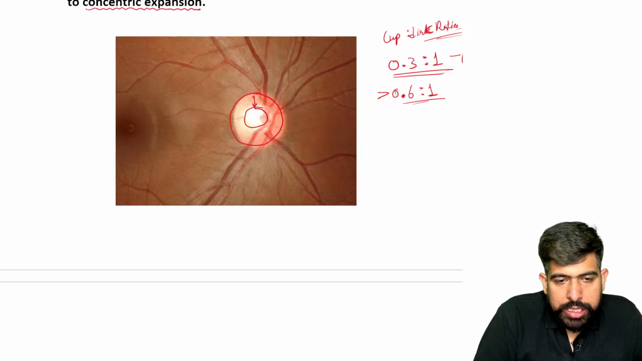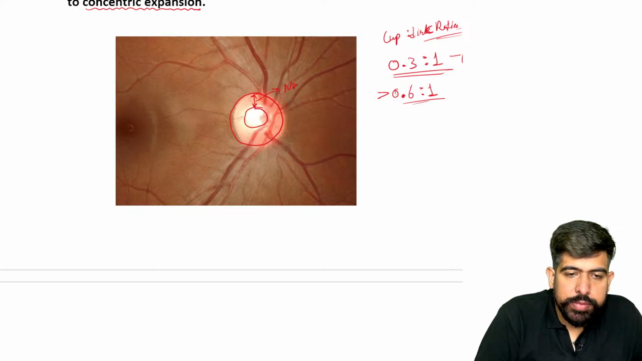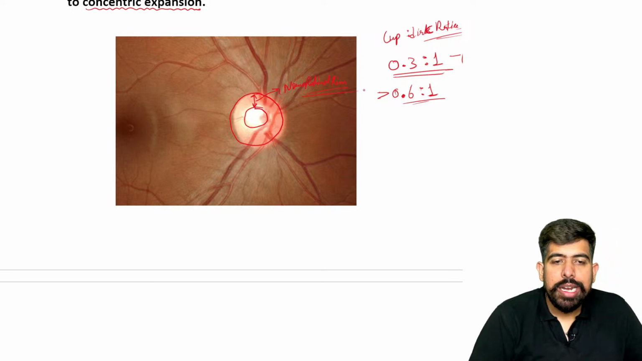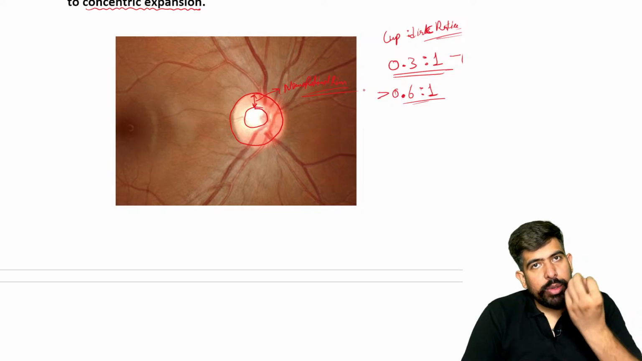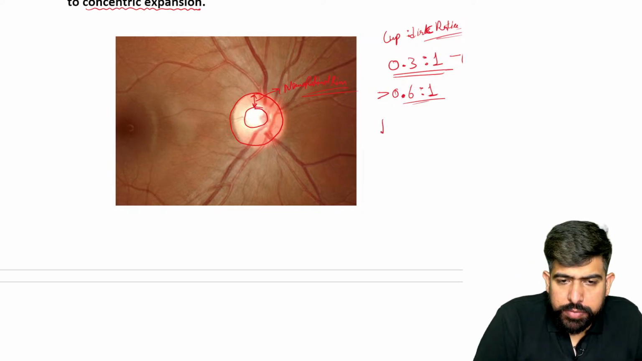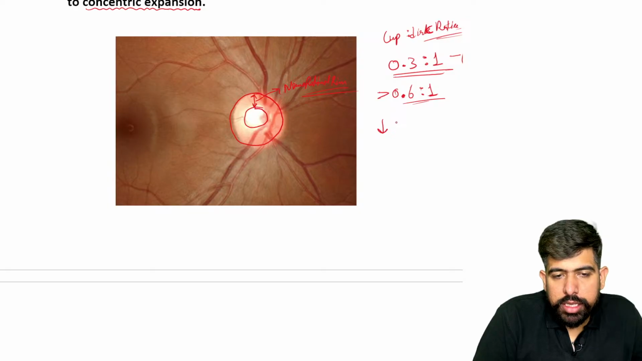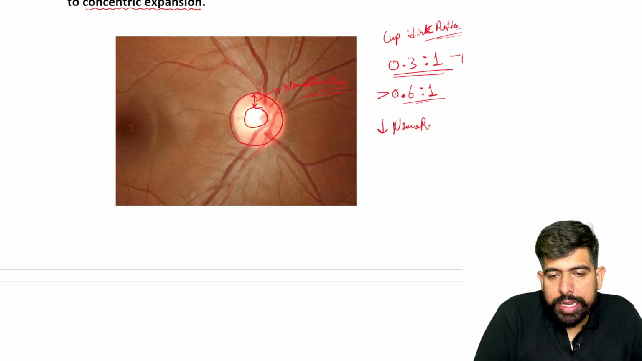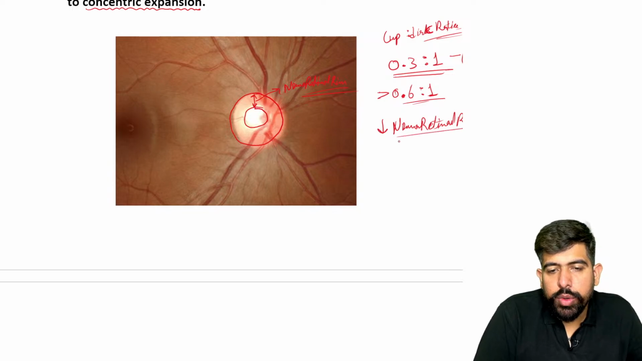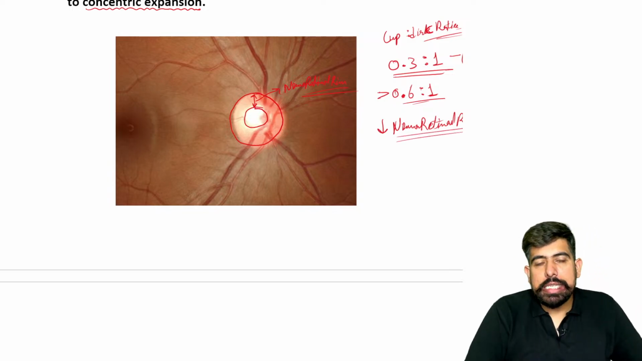This area is known as the neural rim, the neuroretinal rim. Okay. Now, as this cup enlarges, there will be a decrease in the neuroretinal rim. The neuroretinal rim will decrease, right?